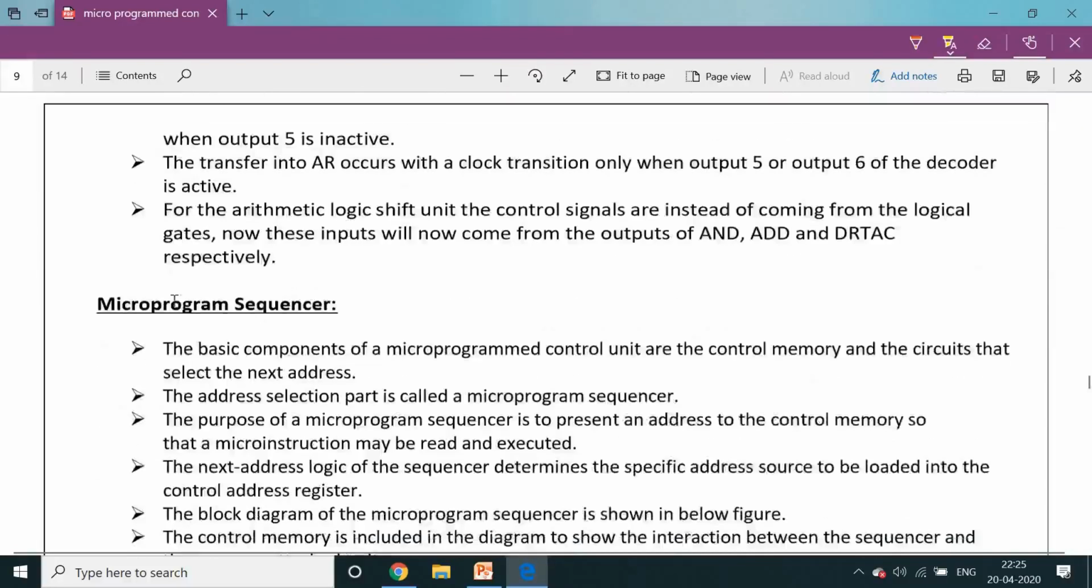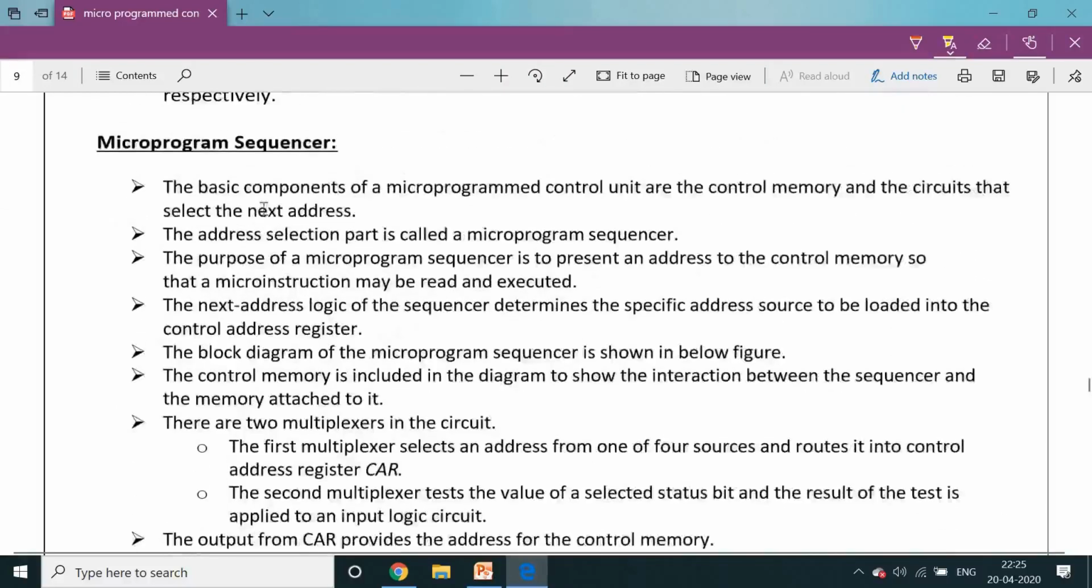Address sequencer, or microprogram sequencer, this one. The basic components of a microprogram control unit are the control memory and the circuits that select the next address. The address selection part is called the microprogram sequencer. Previously we have seen that the microprogram sequencer is there.